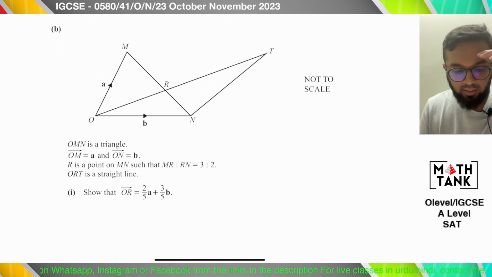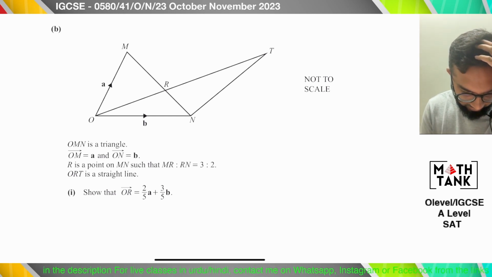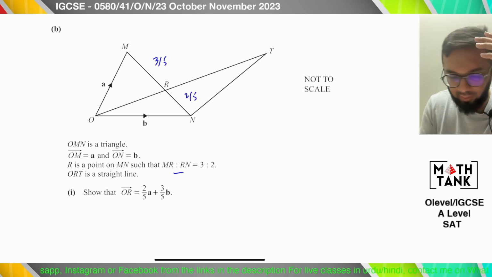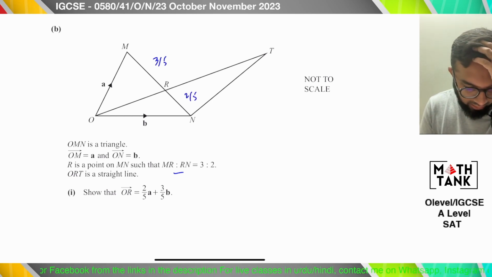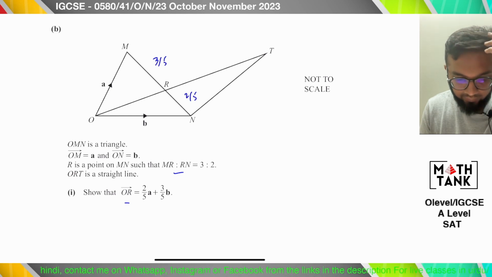Part B is again on vectors. OMN is a triangle. OM equals A and ON equals B. R is a point such that MR to RN is in the ratio 3:2. So this is 3/5 and this is 2/5 of the entire thing. ORT is a straight line. Show that OR equals 2/5 of A plus 3/5 of B.